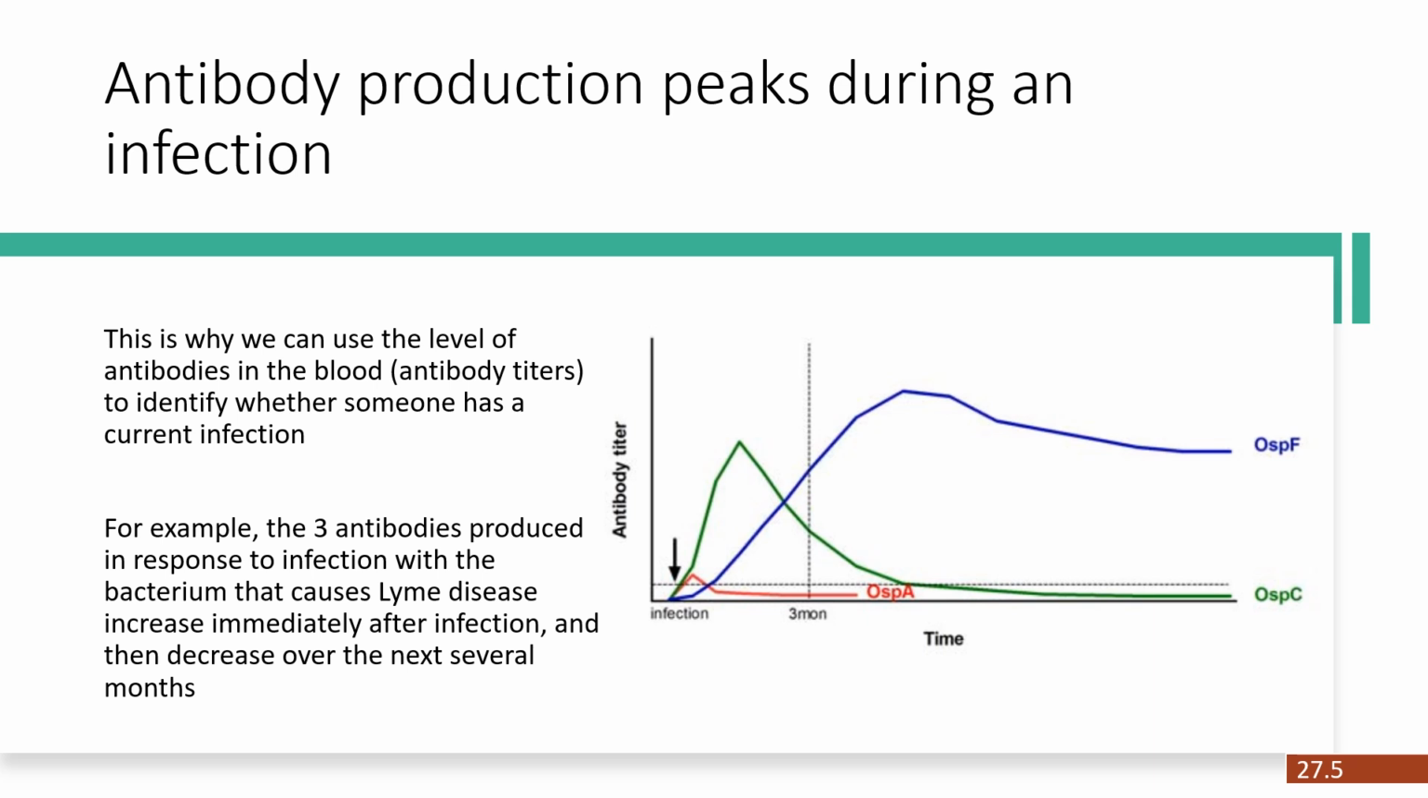Because antibody levels change in the body in response to an infection, we can use their levels in the blood, which we call antibody titers, to help identify if someone has an infection, and even sometimes how recent that infection is. The antibodies in this graph are produced in response to infection with the bacterium that causes Lyme disease. They each respond differently to the infection, so looking at the concentrations of each of these antibodies can help us estimate when the infection may have occurred.